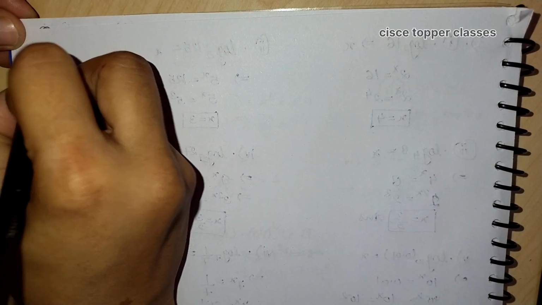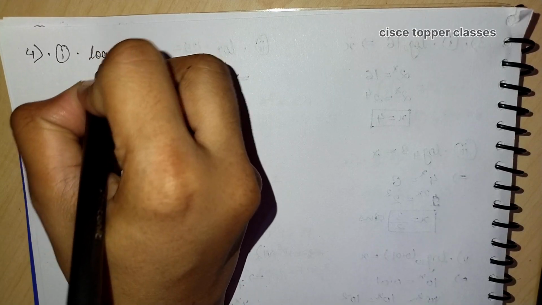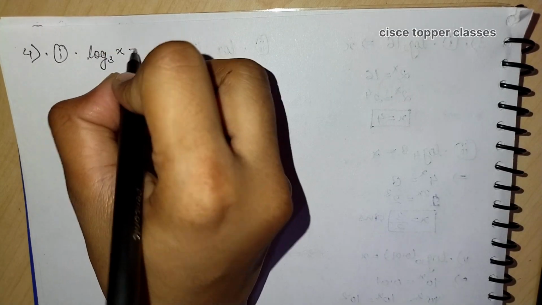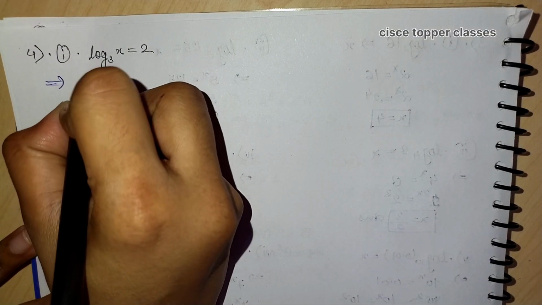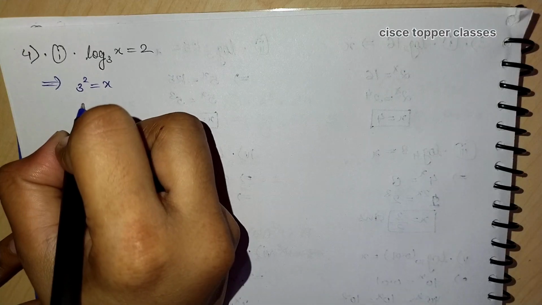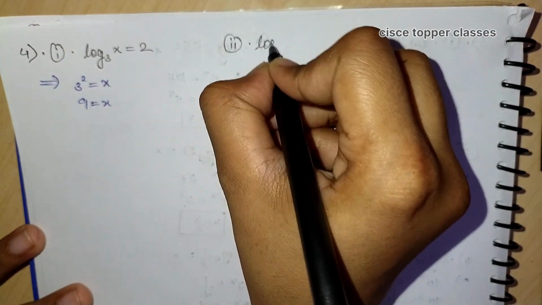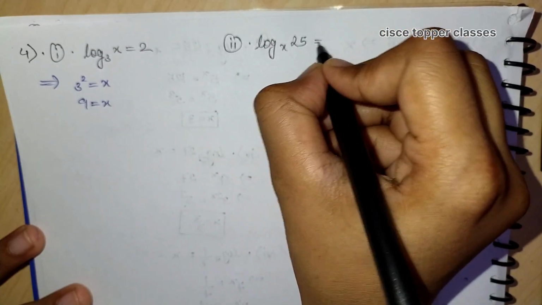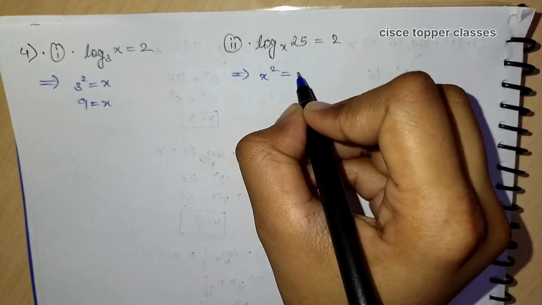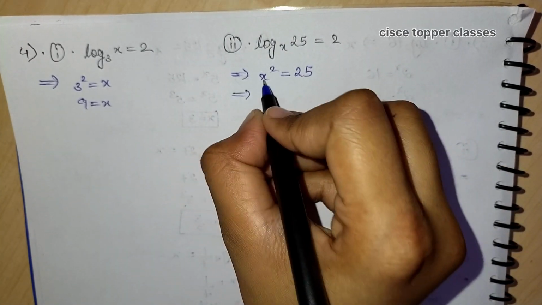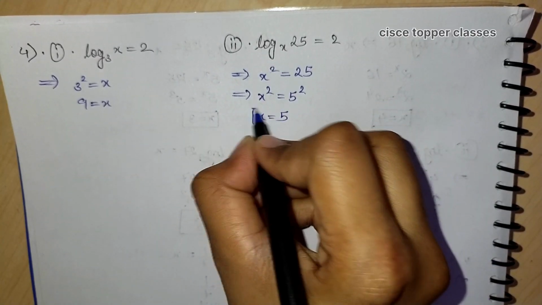Here we are going to solve question number 4, first part, in which we have to find the value of x. So log of x with base 3 is equal to 2. We have to find the value of x, so we can write it as 3 to the power 2 equal to x. So x will be 9 from here. Now the second part here is log of 25 with base x is equal to 2. We can simply write x to the power 2 equal to 25. On comparing, we can write x to the power 2 equal to 5 to the power 2. From here, x is equal to 5.